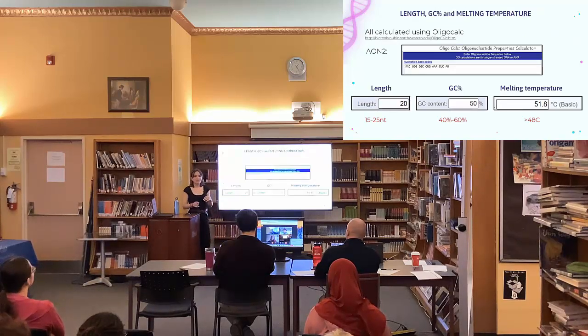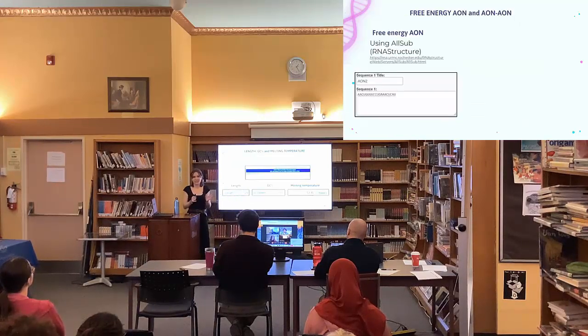So then, once I had the sequences for my ions, I put them through oligocalc to analyze their length, their GC content, and the melting temperature. As you can see, we have determined ranges that our ions need to fall in. Ion number 2 falls within all these ranges. So far, this ion would be a good ion, an optimal ion. It's looking good.